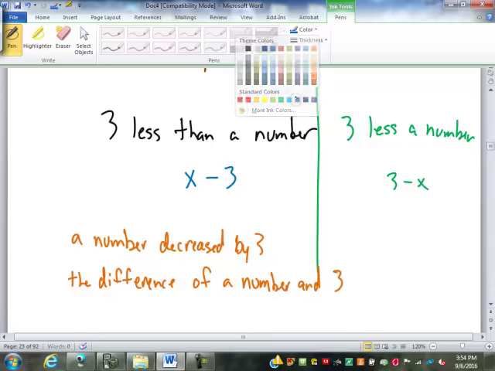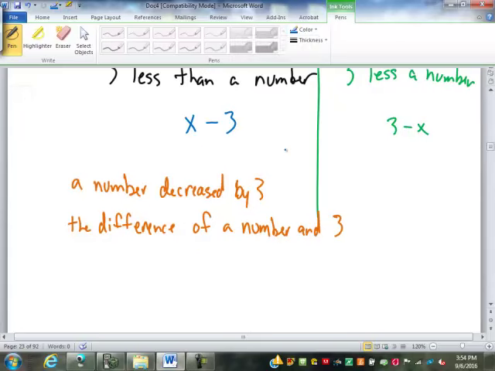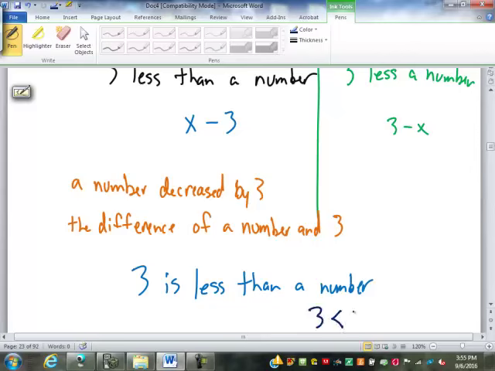Now I should put a little note in here. Put that pesky little word "is" in there. How does that change it? Then it would be 3 is less than X or N or whatever letter we use. So slightly different.